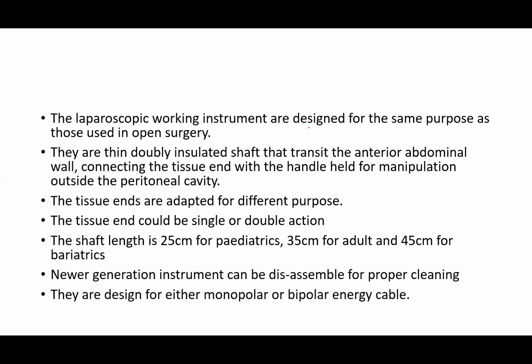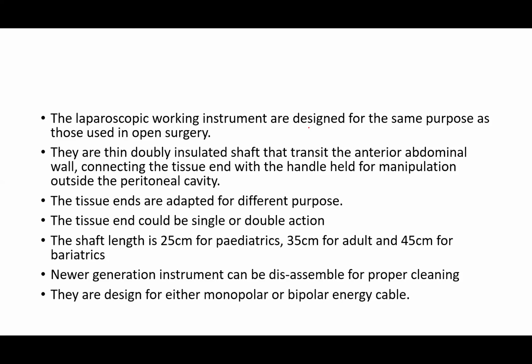They are thin, doubly insulated. That shaft has to be insulated, because if you are transmitting energy, without insulation it's going to burn the tract and the tissue in contact within the viscera. So only the tip is not insulated. So they are thin, doubly insulated shafts that pass through the anterior abdominal wall, connecting the tissue end with the handle held for manipulation outside the peritoneal cavity. The tissue ends are adapted for different purposes, as we mentioned, just like your open instruments. The shaft length is 25 cm for pediatrics, 35 cm for adults, and 45 cm for bariatric procedures.